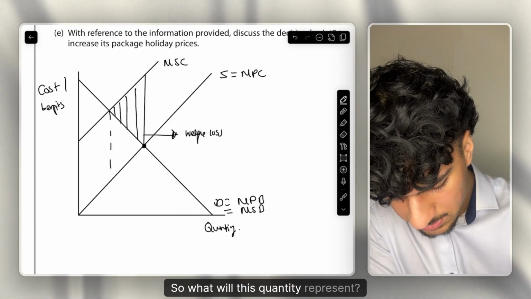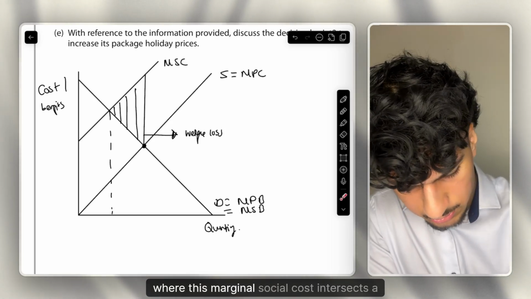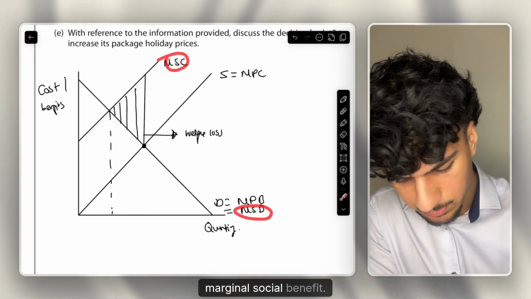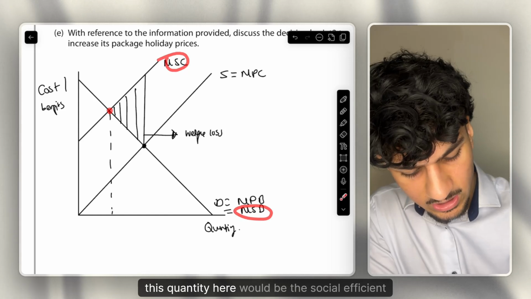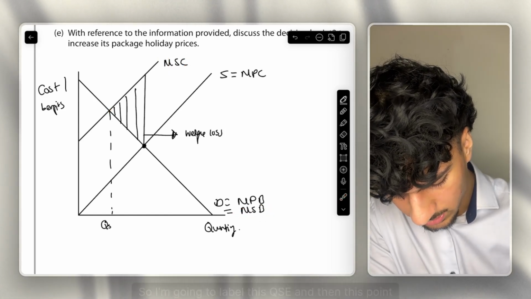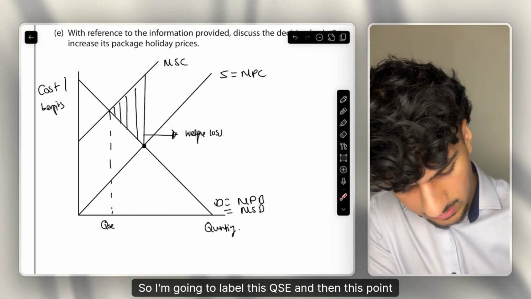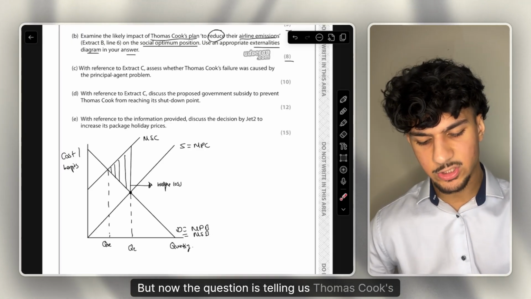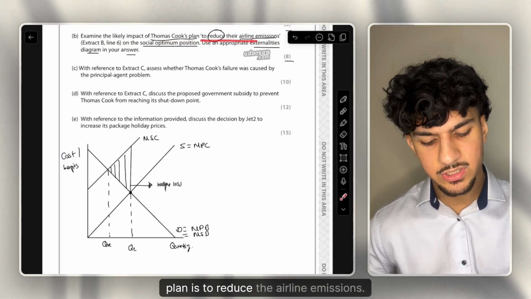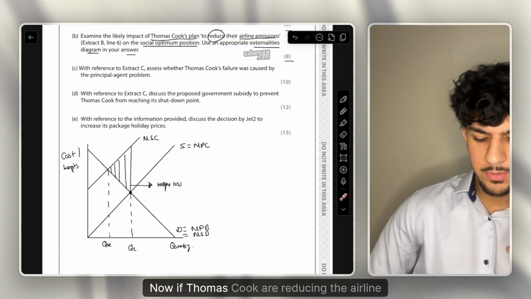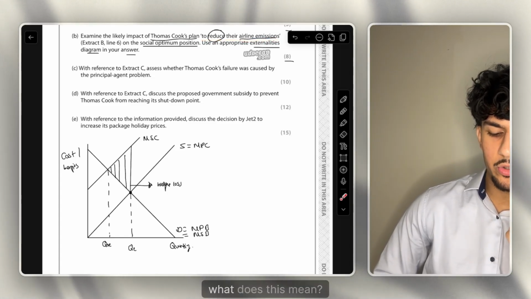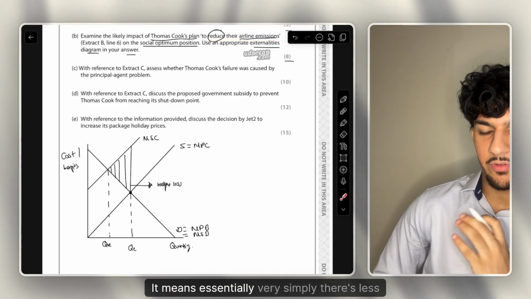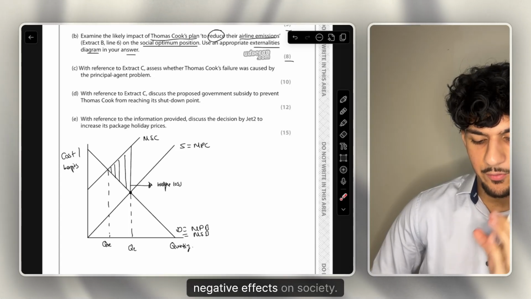So what will this quantity represent? Of course, where the marginal social cost intersects the marginal social benefit. Therefore, this quantity here would be the socially efficient equilibrium. So I'm going to label this QSE, and then this point here, the market equilibrium, would be QE. But now, the question is telling us Thomas Cook's plan is to reduce the airline emissions. If Thomas Cook are reducing the airline emissions, what does this mean? It means, very simply, there are fewer negative effects on society.